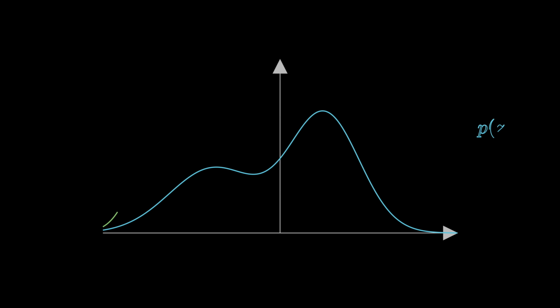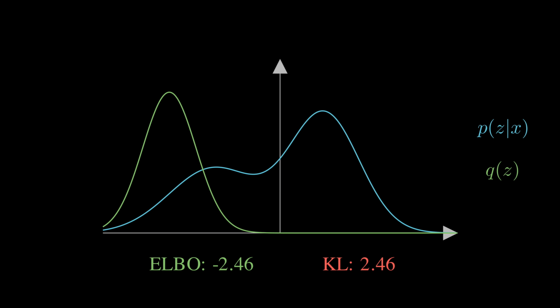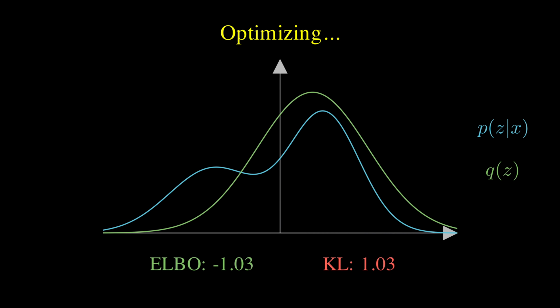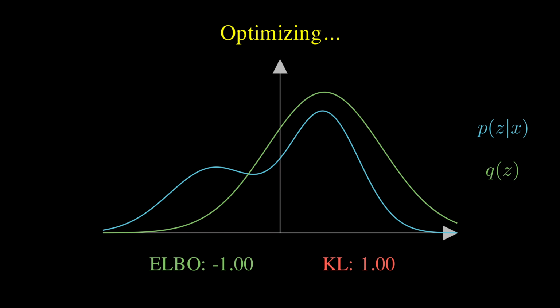Now, watch what happens when we actually optimize our surrogate distribution. We start with a poor approximation. Maybe our Gaussian is in the wrong place with the wrong width, but as we adjust its parameters to maximize the ELBO, you can see it moving toward the true posterior, and the ELBO value increases while the KL divergence decreases. Even though our Gaussian can never perfectly match the complex multimodal distribution, it finds the best possible fit within its constraints, capturing the main mass of the distribution.